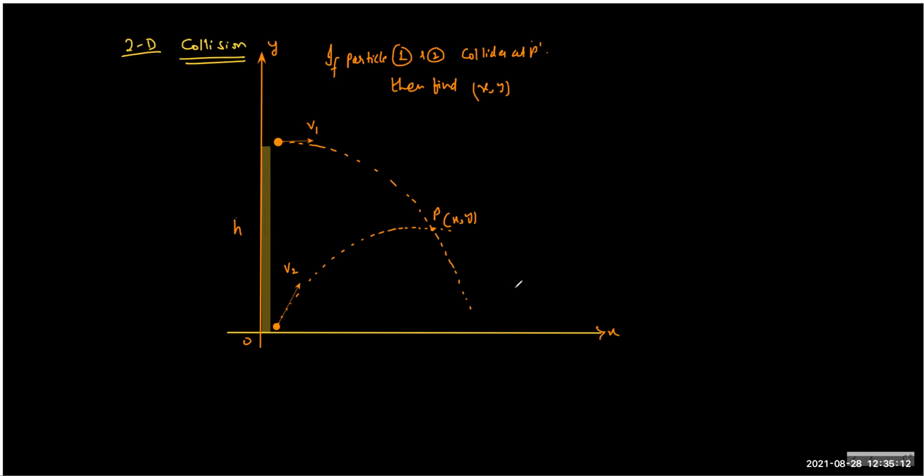Sir, in this question, I took the components of V2 and V1, and then equated them at the point P, x equal to y. Sorry, point P, sir. Both will have the same position vector. So how will we find the x and y coordinates?